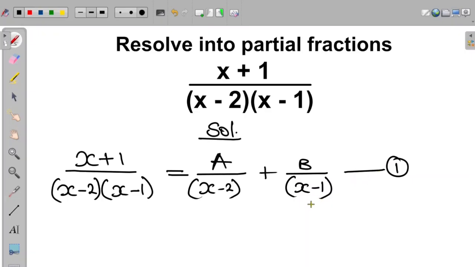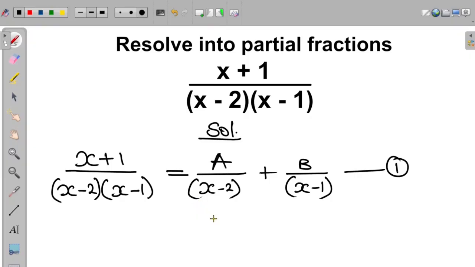Now, if you don't know how I resolve this into partial fractions, watch my video on this playlist on the rules of resolving partial fractions. The video will guide you on how to resolve a compound fraction into partial fractions.